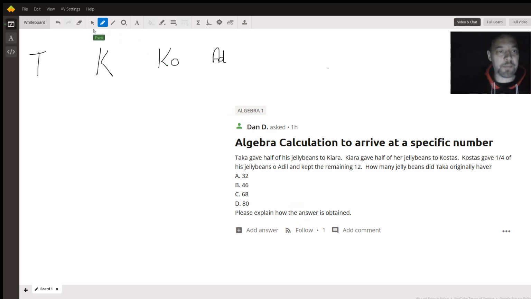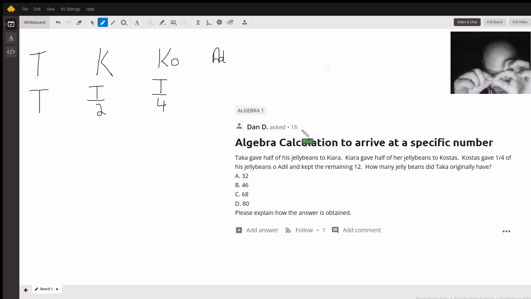Well, let's work with these numbers and see what we can get. If we call the number of jelly beans that Taka has T, and then Taka gave half of his to Kiara, that would be T over 2. Half of T is T over 2. And then Kiara gave half of hers to Kostas. T over 2 divided by 2 is T over 4. So now Kostas has T over 4. And Kostas gave 1/4 of his to Adil.